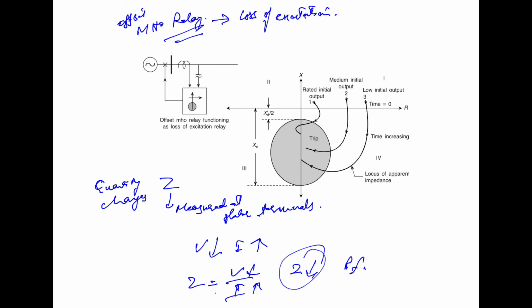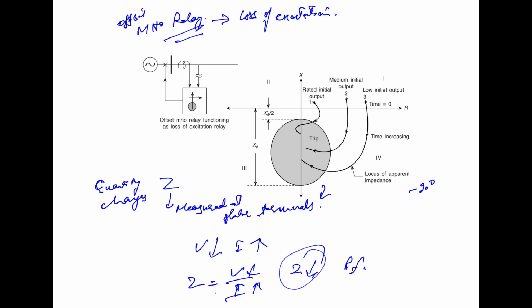Now, the Mho type relay with an offset characteristic may be used for the protection against the loss of excitation. The offset is by an amount of Xt by 2, to take into consideration loading and all these factors, and the impedance setting of the relay is Xd at an angle of minus 90 degrees.